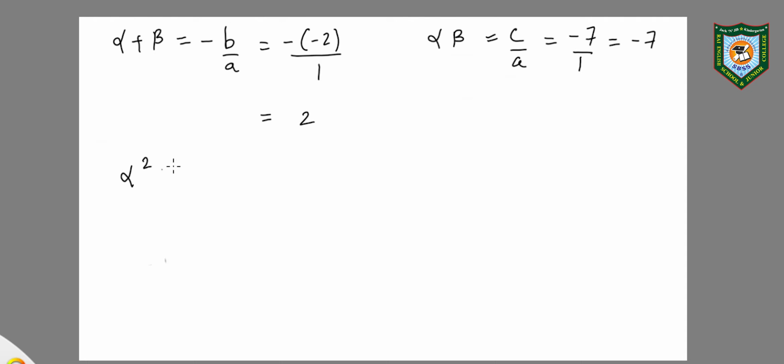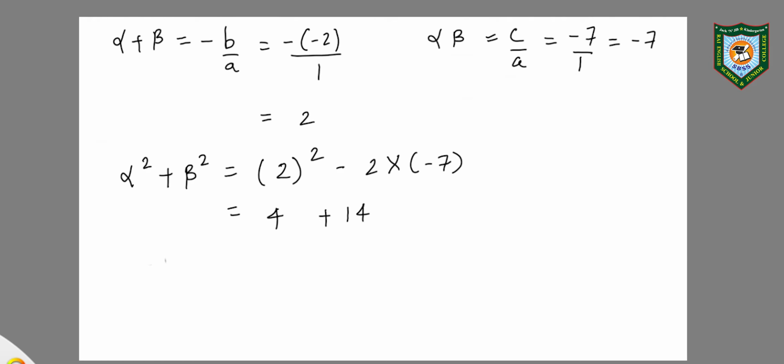So I have alpha square plus beta square is equal to alpha plus beta, that is 2, whole square, minus 2 times the value of alpha beta, which is minus 7. So this is equal to 2 square is 4, minus 2 into minus 7 is plus 14. Therefore alpha square plus beta square is equal to 18. So this is my solution for this particular sub question.